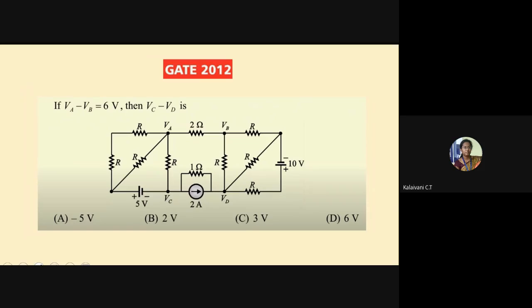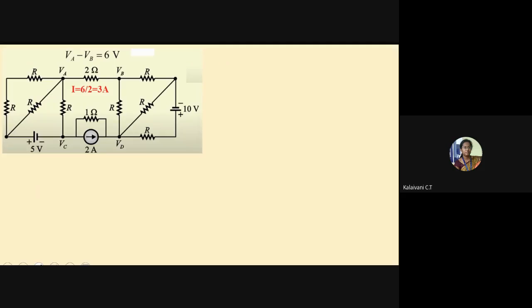So we will see the next question. If VA minus VB is equal to 6 volt, then find VC minus VD. So this is the circuit. While seeing the circuit, we feel this is a complicated circuit, but to solve this, it is really very easy. So this is the circuit given here.